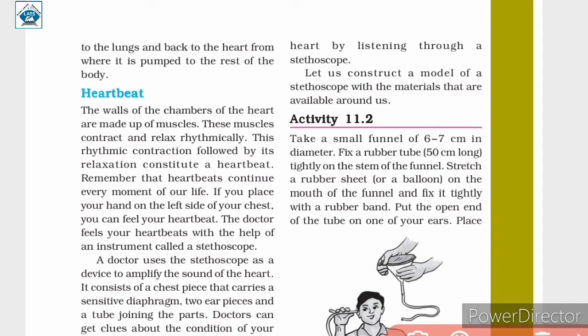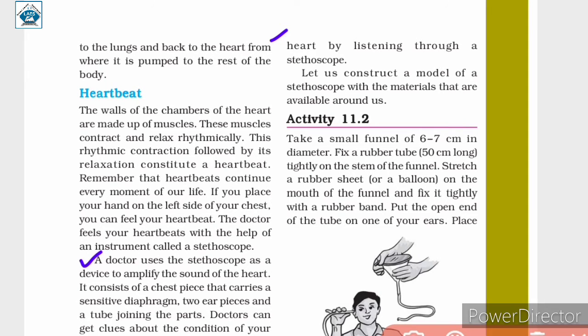The stethoscope is an instrument that is used to listen to the heartbeat of a person. The doctor uses a stethoscope, and with the help of a stethoscope, the doctor can feel your heartbeats. Now let us know about the stethoscope in detail. A doctor uses the stethoscope as a device to amplify the sound of the heart. It consists of a chest piece that carries a sensitive diaphragm, two earpieces, and a tube joining the parts. Doctors can get clues about the condition of your heart by listening through a stethoscope.